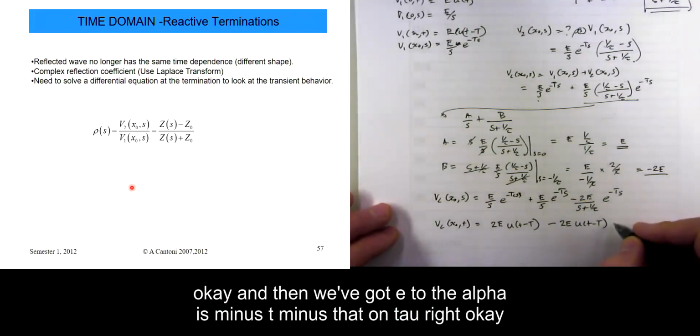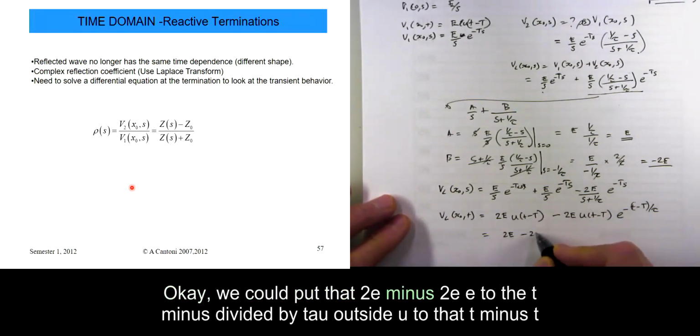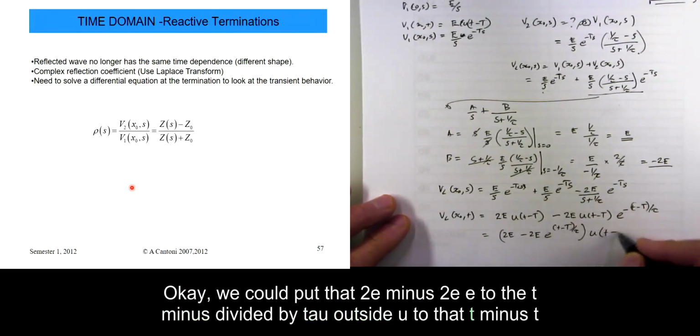Okay, and then we've got e to the alpha is minus t minus that on tau, right? Okay, we could put that 2e minus 2e e to the t minus divided by tau outside of u to the t minus T, okay?